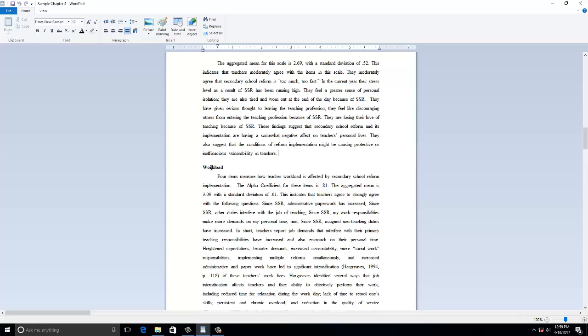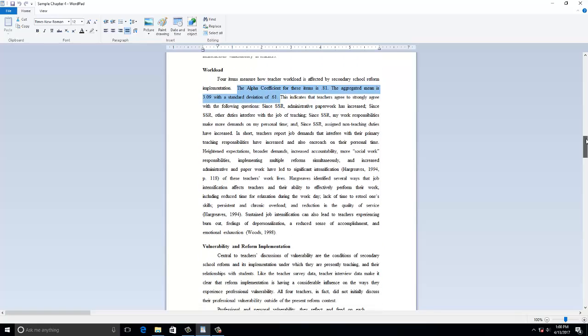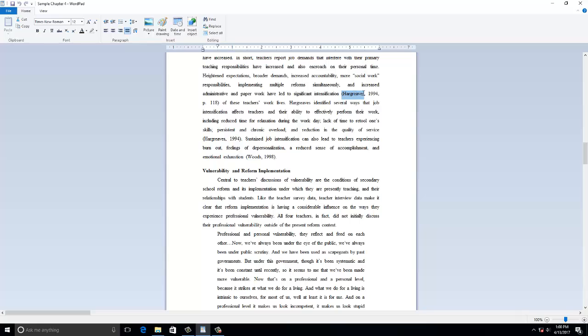Next, we go on to discuss workload. And again, 4 items measure how teacher workload is affected. I give you the primary finding, and then I go on and I interpret the finding. So that's the structure. You introduce it, you present the data, and you analyze the data. And down here, you'll see that I've used other research in the field to support the position I'm taking and to add complexity to the interpretation of my data.